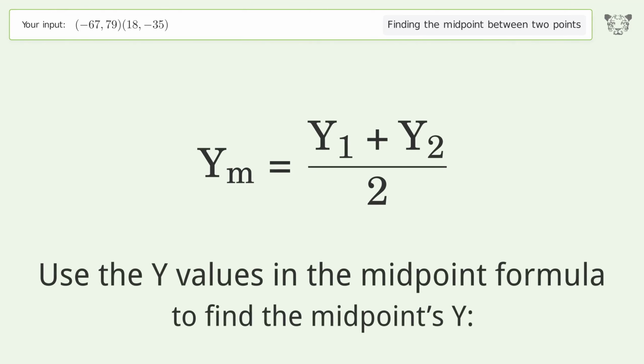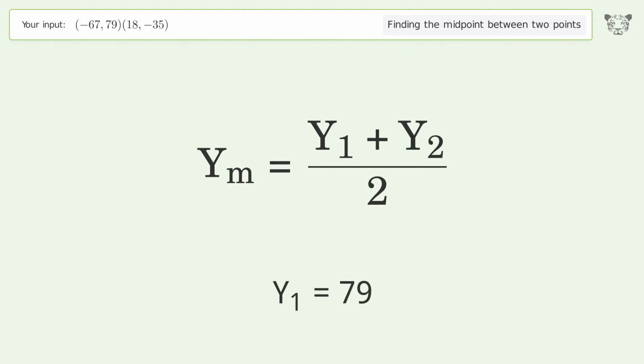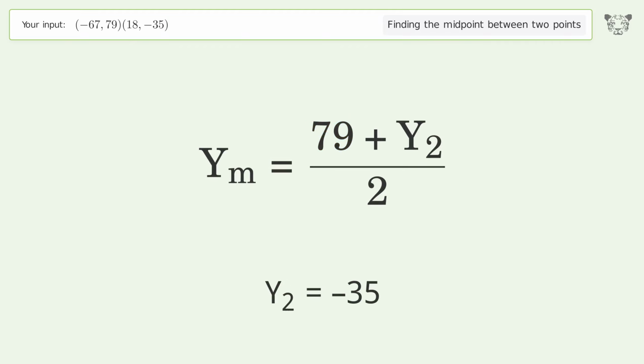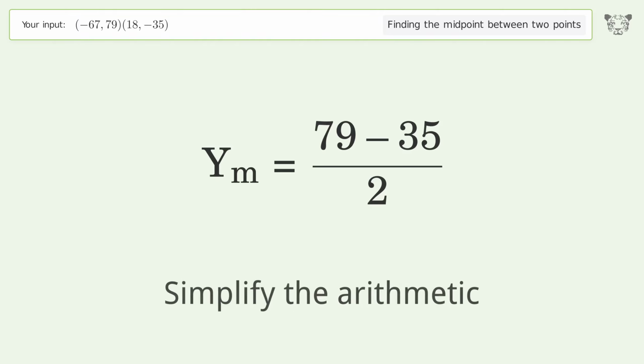Use the y values in the midpoint formula to find the midpoint's y. y1 equals 79. y2 equals negative 35. Simplify the arithmetic.